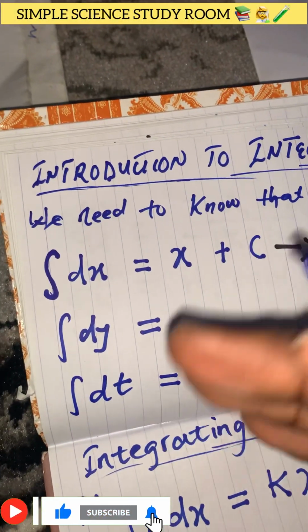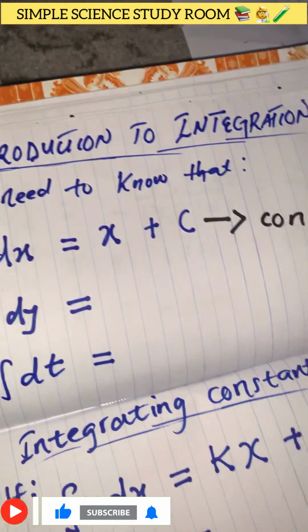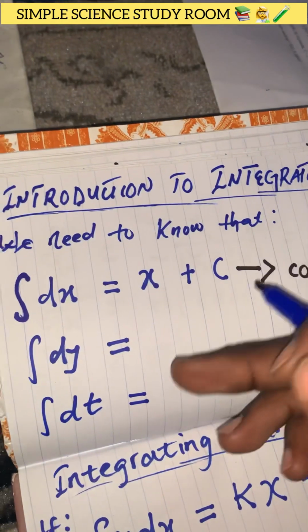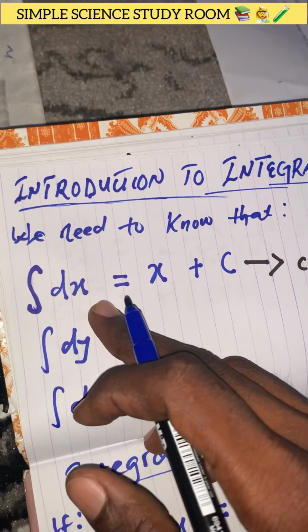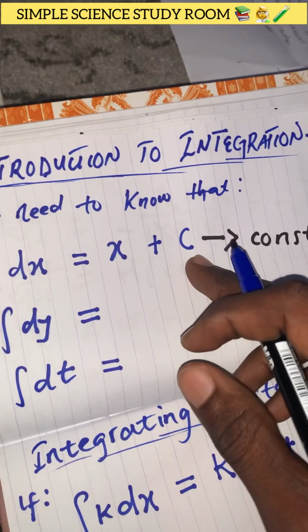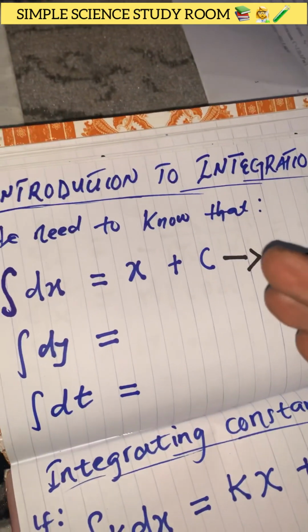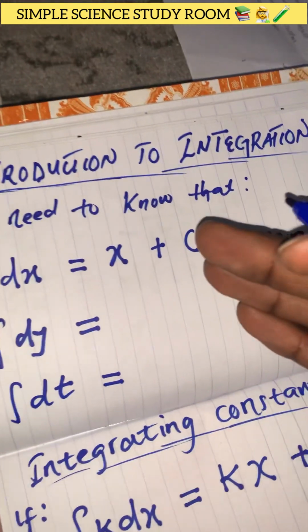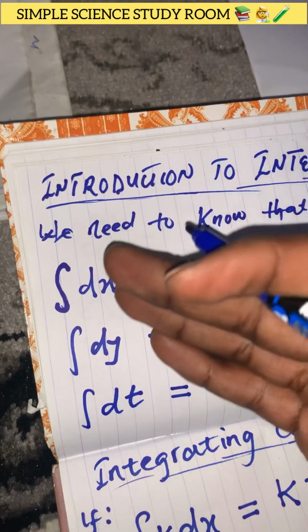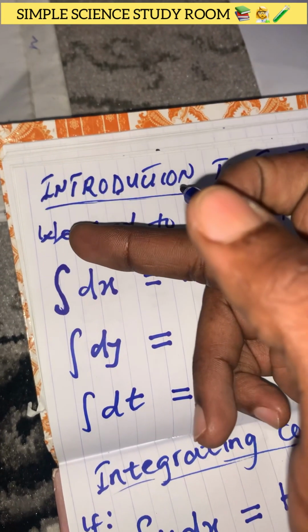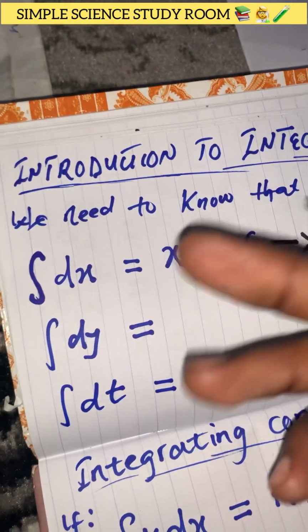Today in this video we're going to focus on Introduction to Integration. Well, we need to know that the integral of x equals x plus c, where c is always a constant. And remember that we always need to add plus c when what we are integrating has no limit, the two numbers on the top and the bottom of the integration sign.